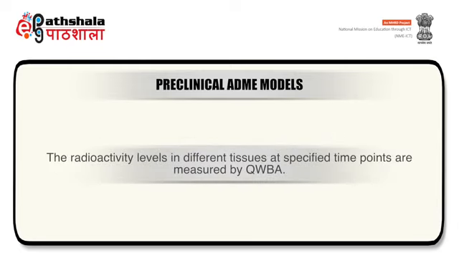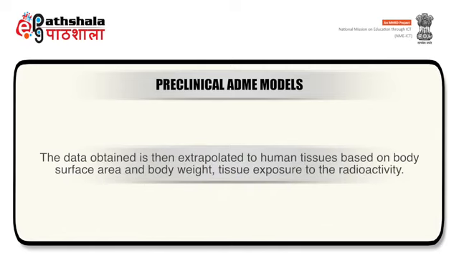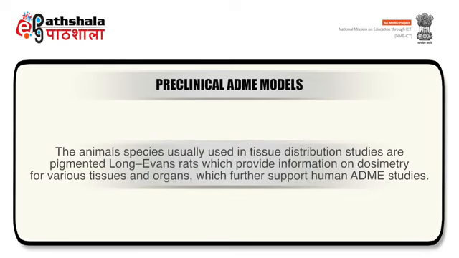The radioactivity levels in different tissues at specified time points are measured by QWBA. This is a process in which whole body animal sections are exposed to a phosphorimaging screen and scanned with a phosphorimager. The data obtained is then extrapolated to human tissues based on the body surface area and body weight, and tissue exposure to the radioactivity. The animal species usually used in the tissue distribution studies is the pigmented Long Evans rat, which provides information on dosimetry for various tissues and organs, which further supports the human ADME studies.